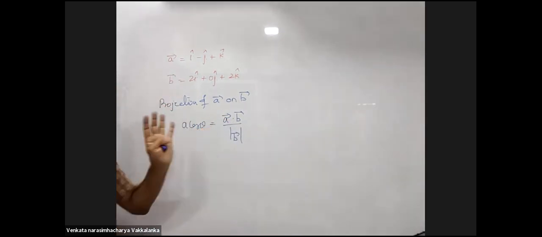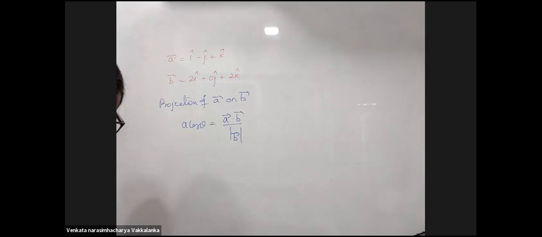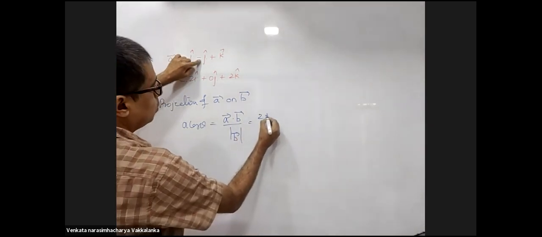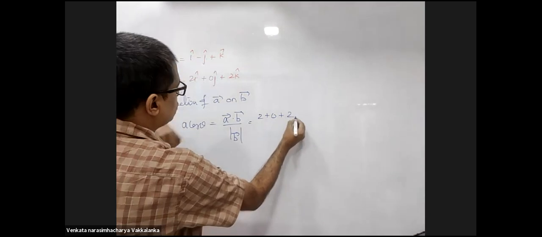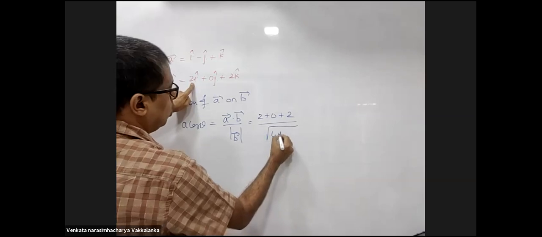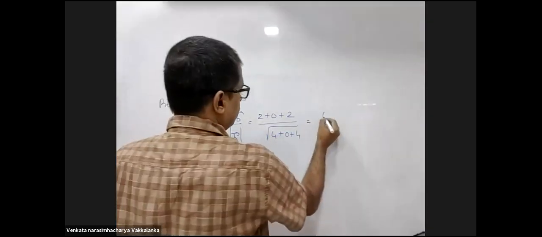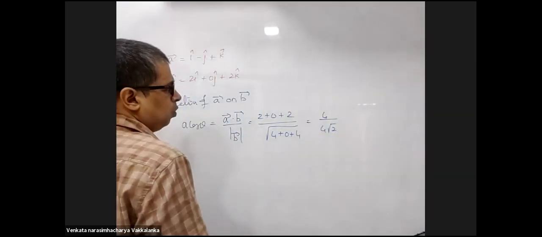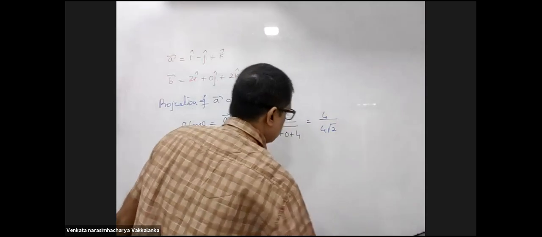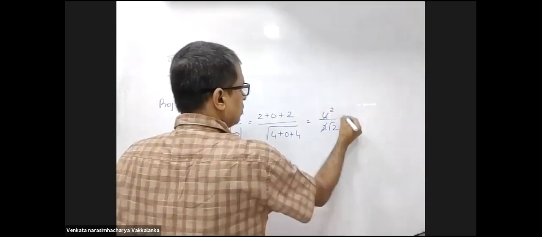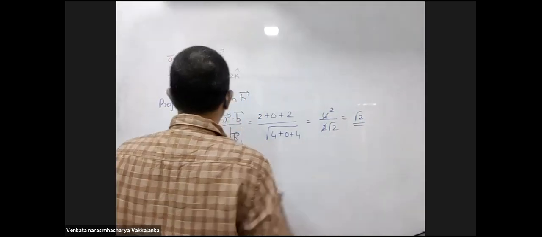Till here, is it clear to all? Yes, sir. A dot B will be 2 plus 0 plus 2, divided by the magnitude of B, which will be root of 4 plus 0 plus 4. That is 4 by 2 root 2. This will be 2, this will be root 2.